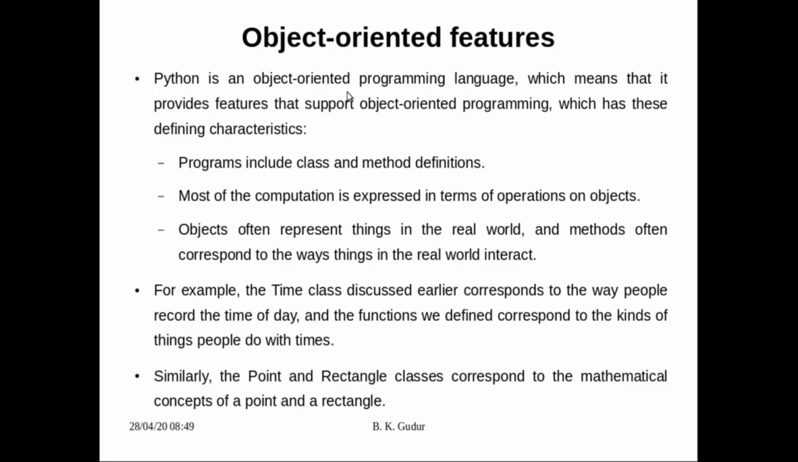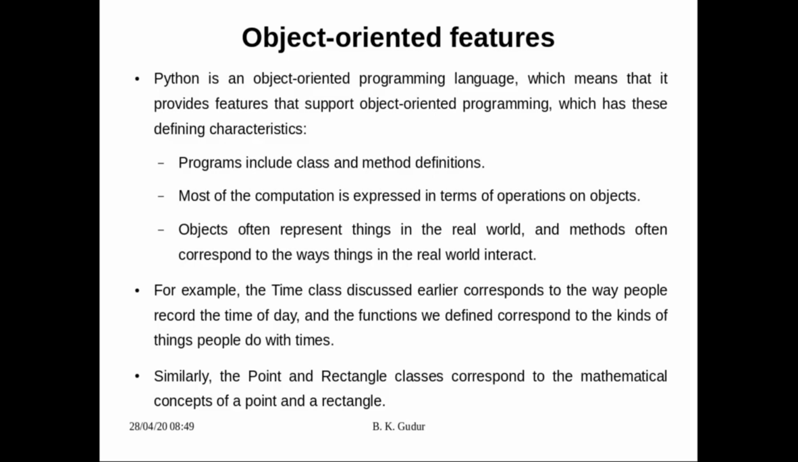Python is an object-oriented programming language, which means that it provides features that support object-oriented programming, which has these defined characteristics. Even at the beginning of these classes I told you that Python is basically an object-oriented programming language. Whatever modules we have studied so far, we have not used any object-oriented programming concept. In this module I am going to introduce you to a few of the concepts of object-oriented programming.